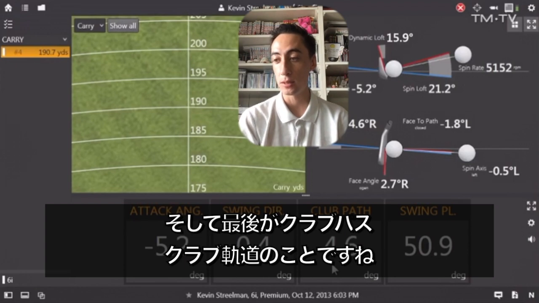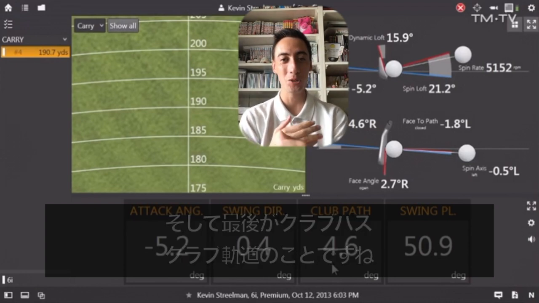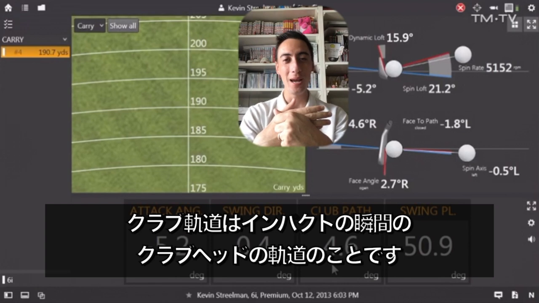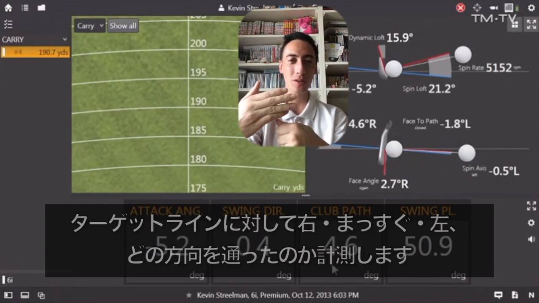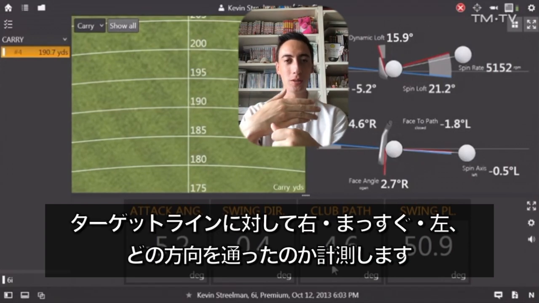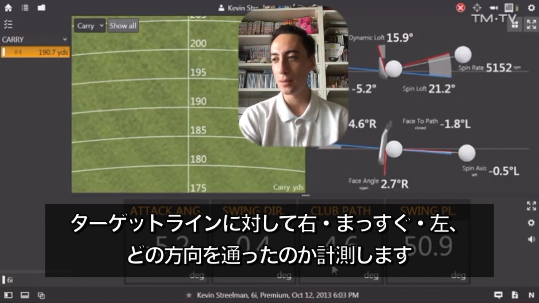Last but not least, there's club path, and club path is where the sweet spot is traveling at the moment of impact. It could be traveling to the right of the target line, it could be traveling neutral to the target line, it could also be traveling to the left of the target line.